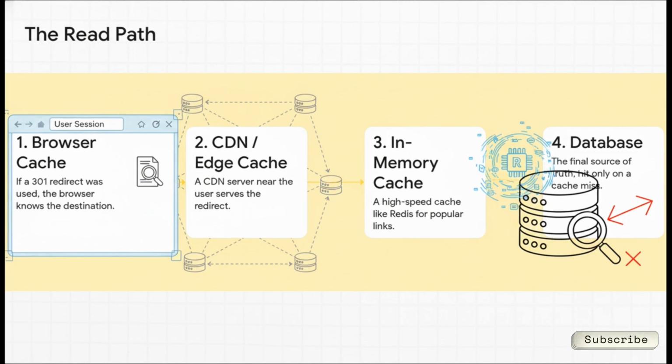When you click a link, the request first checks the fastest place possible, your own browser's cache. If it's not there, it checks a nearby edge server on a CDN. Still no luck? Okay, it checks a super fast in-memory cache, like Redis. Only if all of those miss does it finally go all the way to the main database. And some systems are even smarter. They put a bloom filter right at the front, which acts like a bouncer at a club. It can instantly tell you if a link is definitely not on the list, saving you from wasting time looking for it.